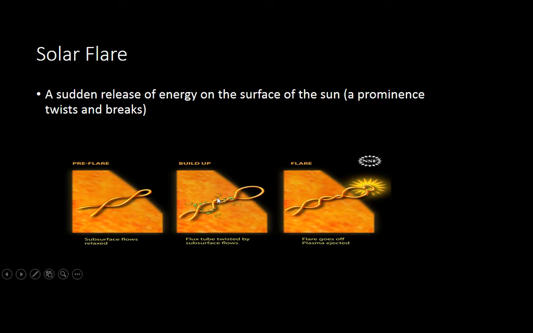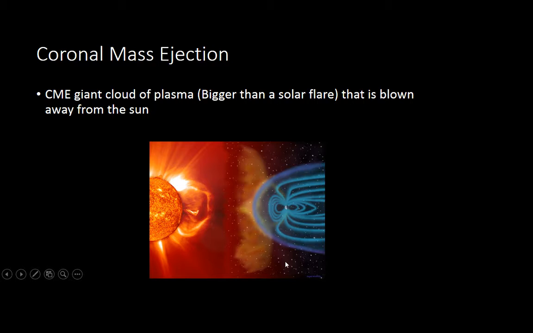So we care about prominences because often a prominence can start to twist, and just like a rubber band, if you twist and twist and twist, it will eventually snap. And when it snaps at the end, it's going to jet out plasma into space, and that could be directed right at Earth. So a really large solar flare is what we call a coronal mass ejection, or a CME. And so that's a giant cloud of plasma that gets ejected into space.